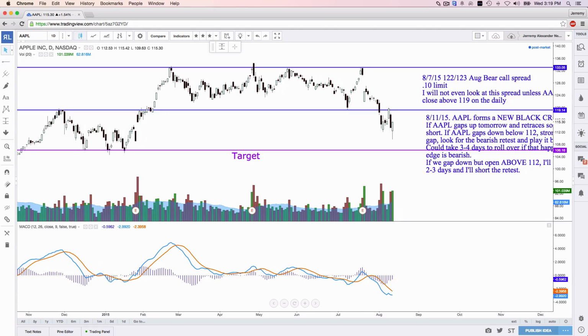Michael said, was straight puts too risky? No, not too risky. As long as you understand how much you're risking and you can go into any trade understanding your risk, that's the key, my friend. That's the key.